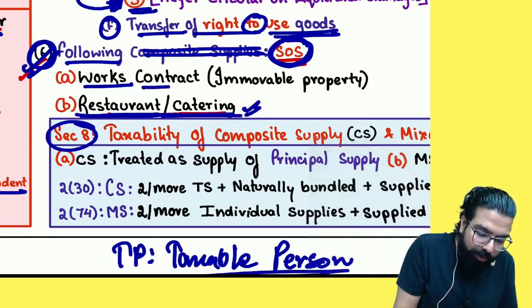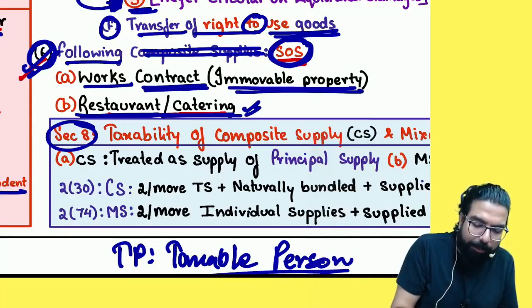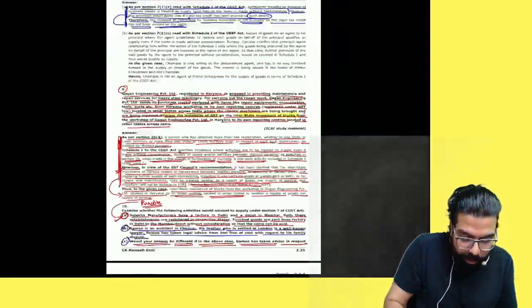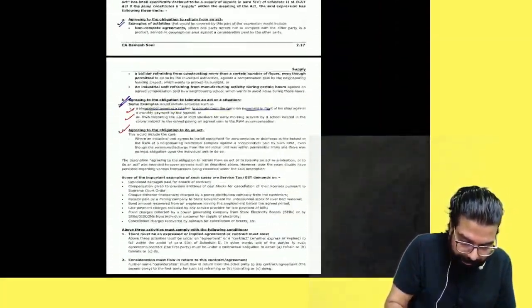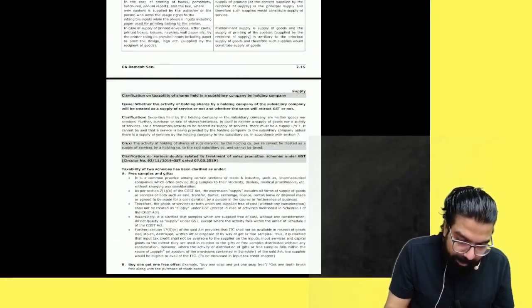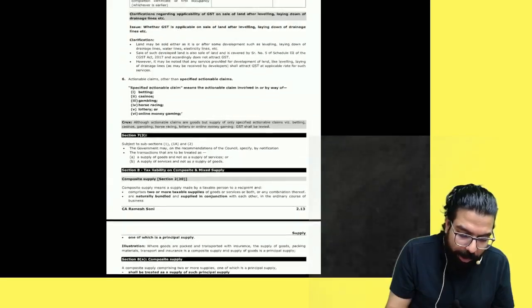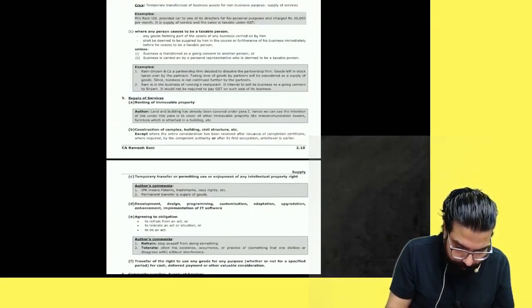Now, the next is works contract with relation to an immovable property. I want to teach you about works contract from the textbook. One minute. Very important. It is to understand what is works contract. One minute. Here.